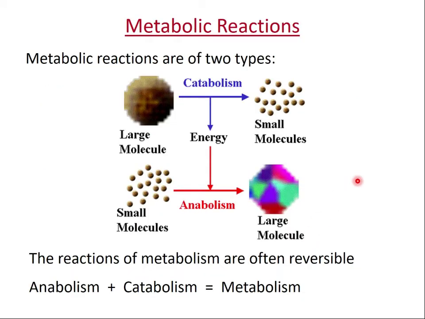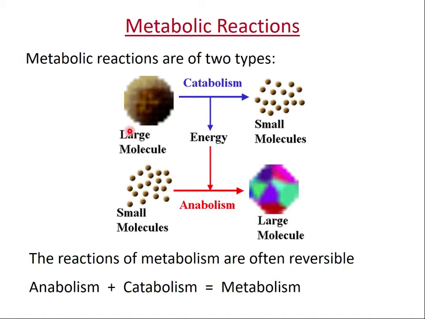When we discuss metabolic reactions, there are two types. One type of reaction is going to take larger molecules and break them down into smaller molecules. The other type is going to take the smaller molecules and build them up into larger molecules. The process of breaking down larger molecules into smaller molecules is known as catabolism. Building up of small molecules into larger molecules is known as anabolism.